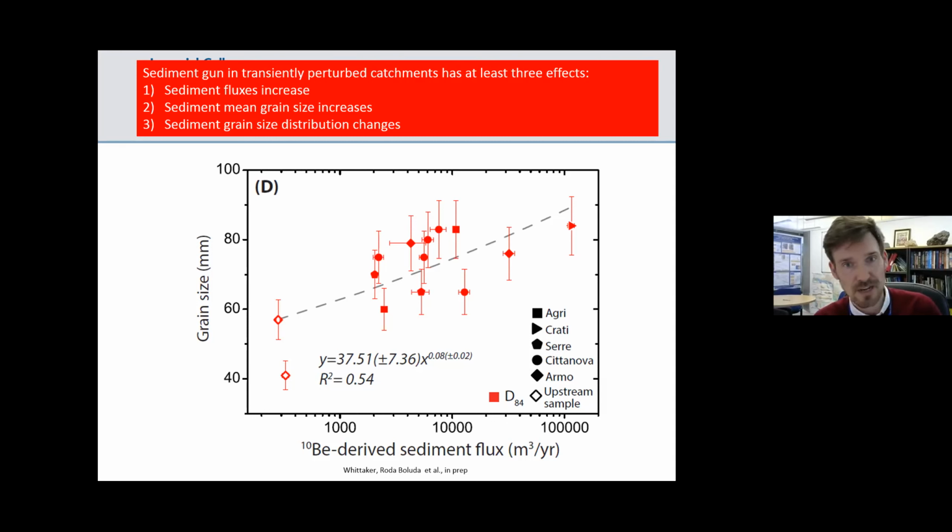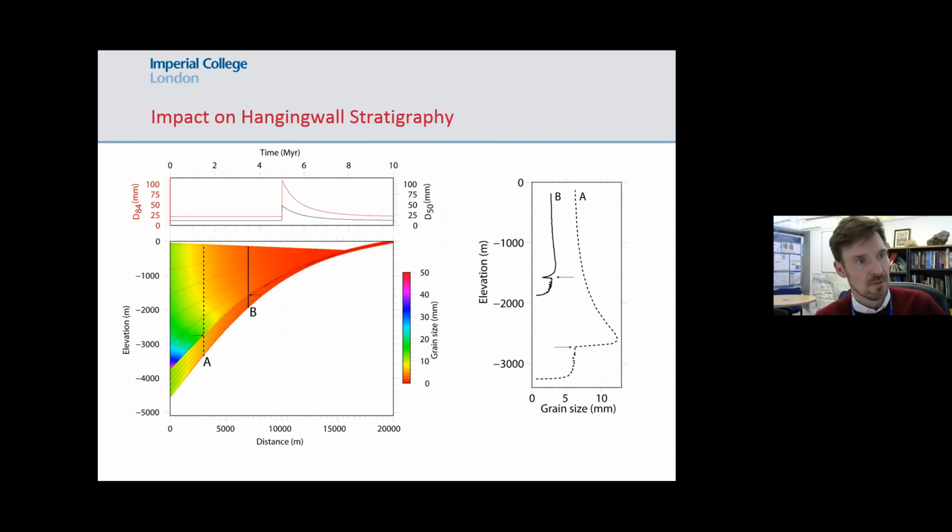And that's the last point I really want to focus on, because you might think, well, why does it matter if we really understand what this sediment gun, what this flux signal looks like? And that's because it fundamentally determines what we find in hanging wall stratigraphy. So this is a numerical model that I put together with colleague John Armitage. He really did a lot of the modeling stuff for this.